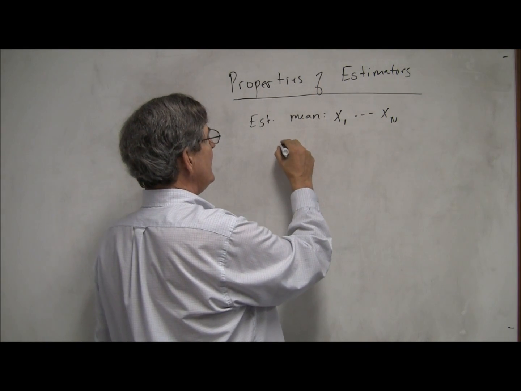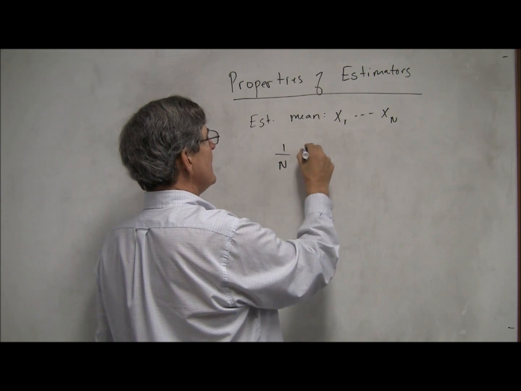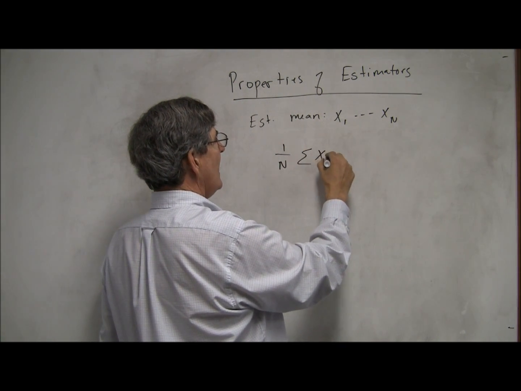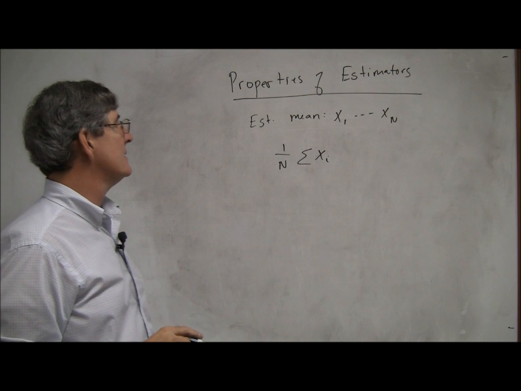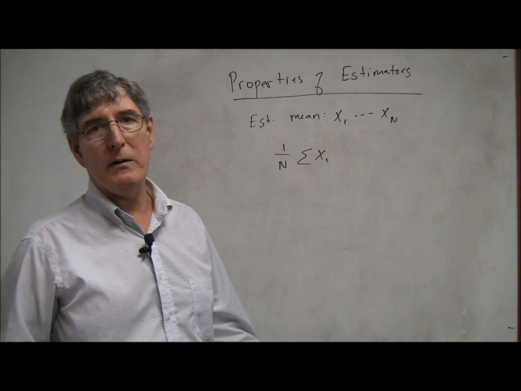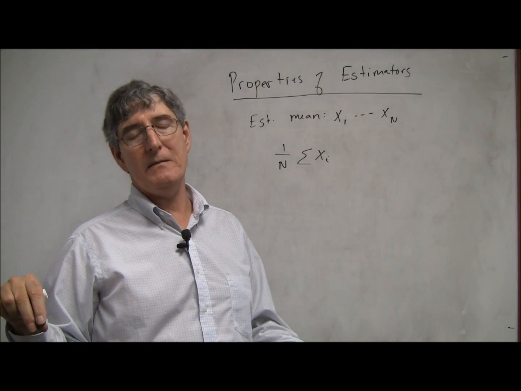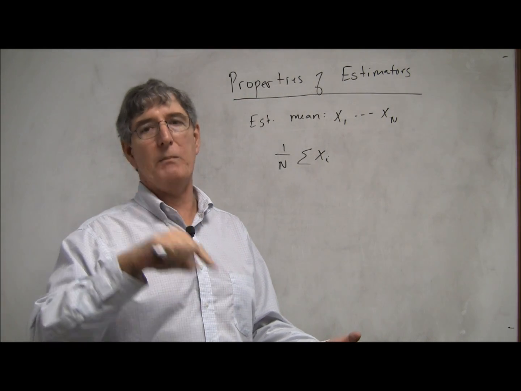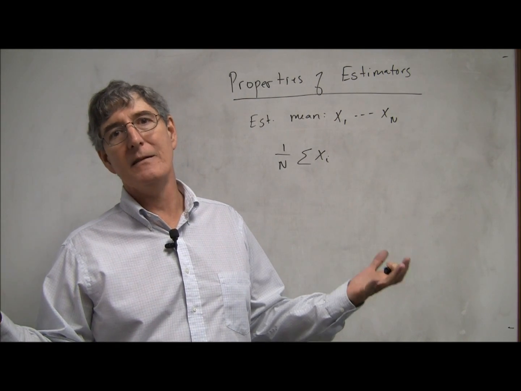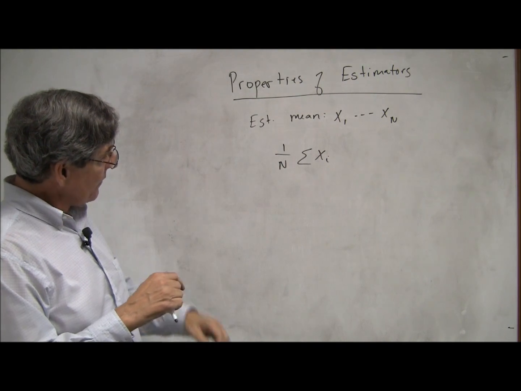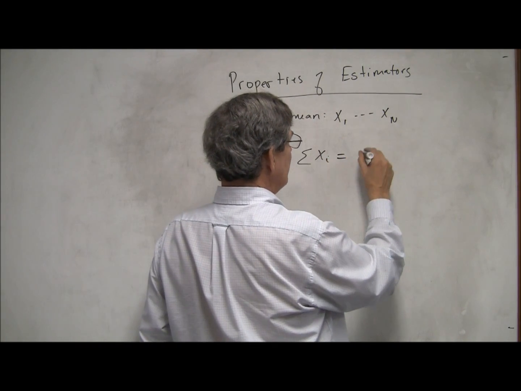Then the estimate of the mean is 1 over n times the sum of the xi. So I just add up all the heights. You know, if there's 3 people in a room, 4, 5, and 6 feet, the average height is 4 plus 5 plus 6 over 3. It's 5, obviously. So use that formula. And that's what we mean by x bar.